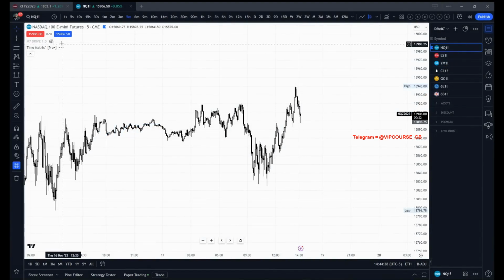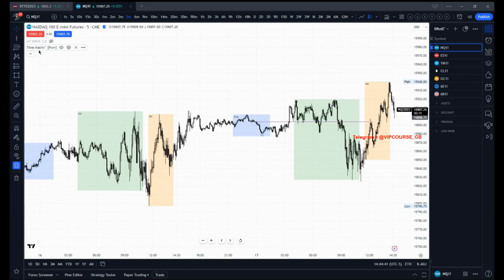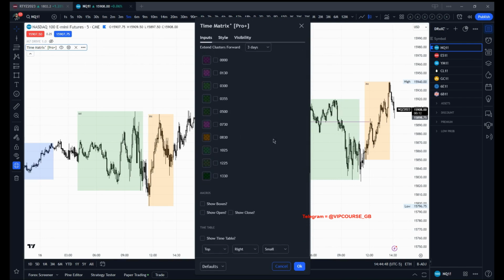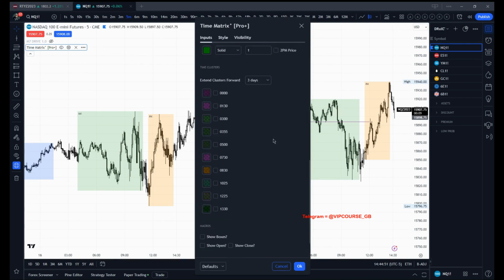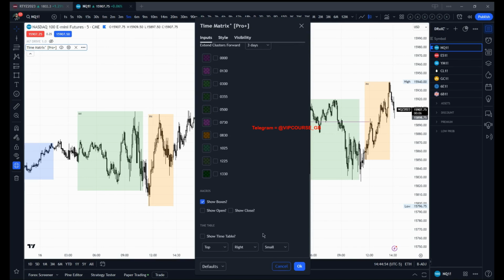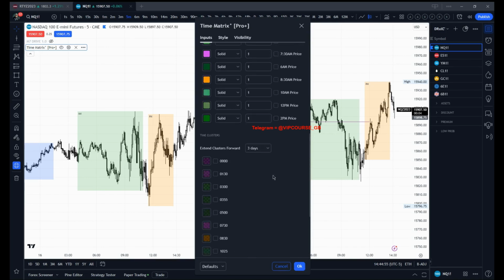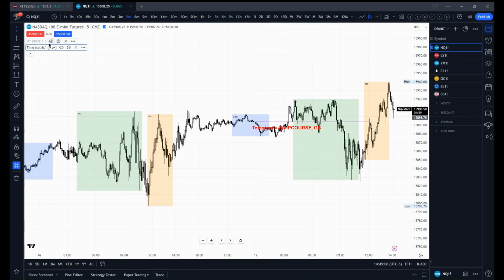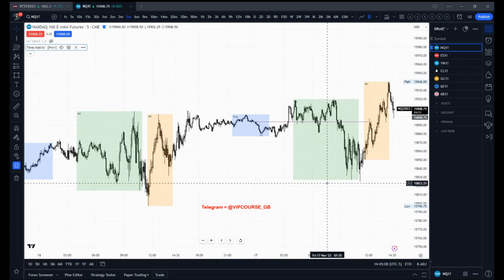Time matrix is like 7 indicators in one, so you'll notice it takes a little longer to load. Time matrix defines 3 sessions. First thing you want to look at, turn off everything. We could turn on previous day's highs and lows and some macros. And let's take a look at that. Again, this takes some time because there's a lot cooked into this indicator.